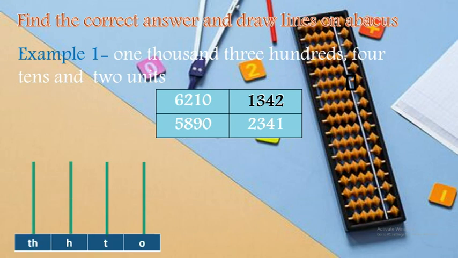To represent this number on the abacus, first you have to start drawing the lines from the ones place value at its bottom. So here you should draw 2 lines in ones place, 4 lines in tens place, 3 lines in hundreds place, and 1 line in thousands place.